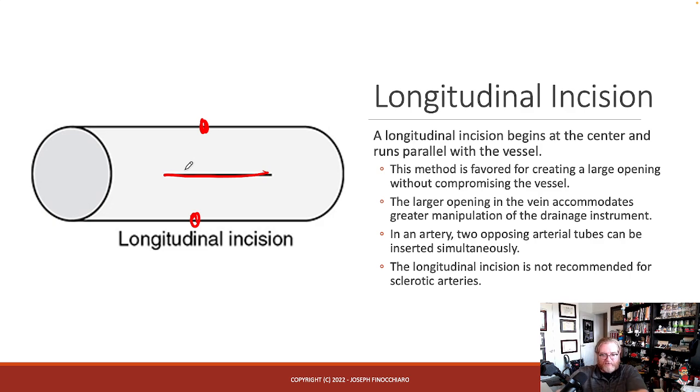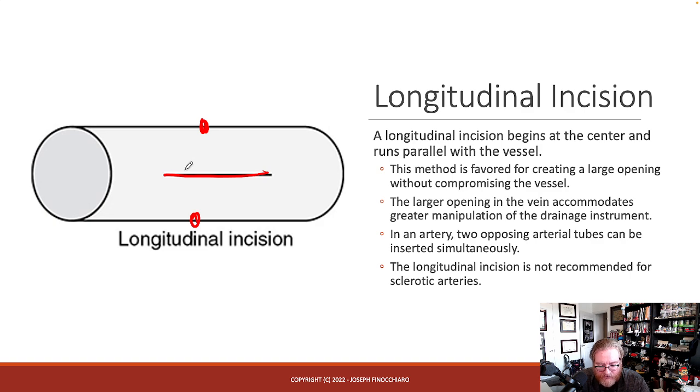This method is favored for creating a large opening without compromising the vessel. The larger opening in the vein accommodates greater manipulation of the drainage instrument. In an artery, 2 opposing arterial tubes can be inserted simultaneously. That's when I typically use something like this.